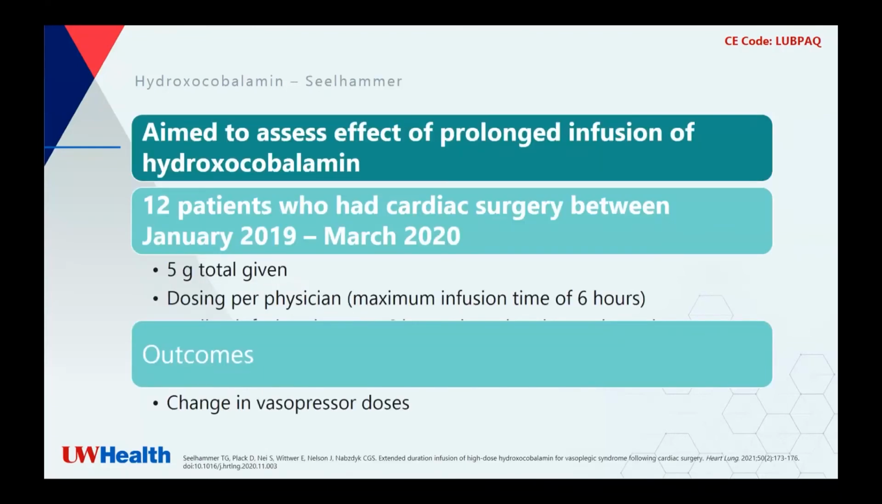The last hydroxocobalamin study we'll look at had the aim of assessing the effect of a prolonged infusion of 5 grams of hydroxocobalamin instead of the 15-minute standard bolus. And so the infusion length was per the decision of the prescribing physician, and it had a maximum infusion duration of 6 hours, and this was based on the beyond use state of the medication. And the primary outcome, again, was change in vasopressor dose.